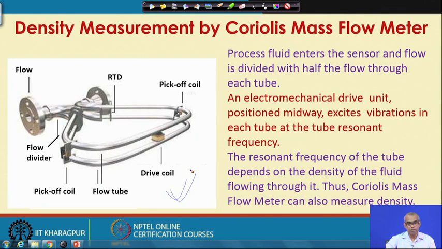The process fluid enters the sensor and flow is divided with half the flow through each tube. So, you have a flow divider, and the flow is divided with half the flow through each tube. An electromechanical drive unit positioned midway excites vibrations in each tube at the tube resonant frequency.